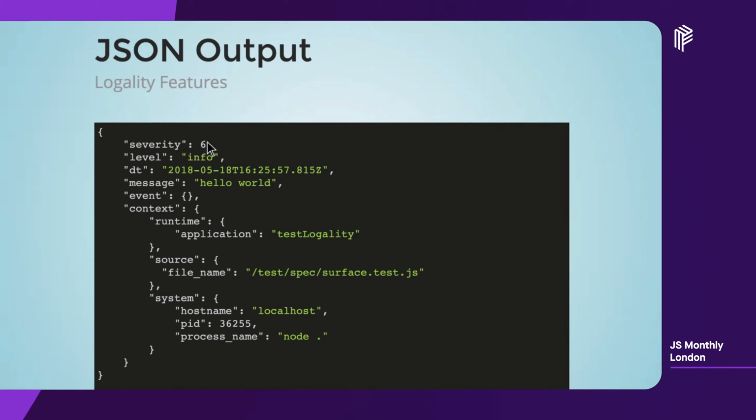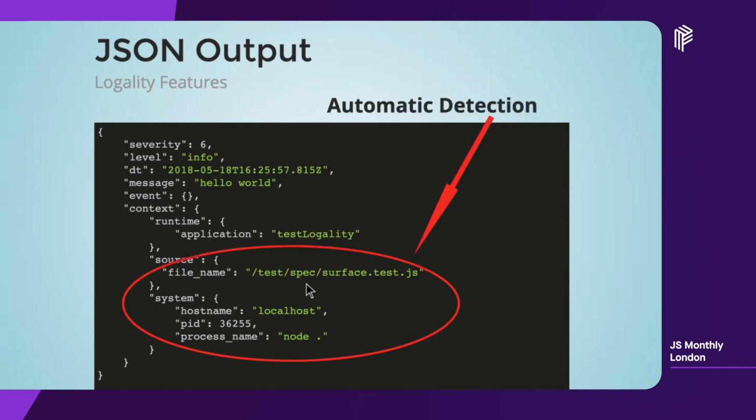They both have their use cases and they are both important to exist. You have the message here, and it's either an event or a context that's going to be populated depending on what triggered and what the data is of the log that is being produced. As you can see here, we have the application name, we have the source where this log originated from, and system information is automatically also populated. All of this is automatically detected by Logality for you. You don't have to do anything.